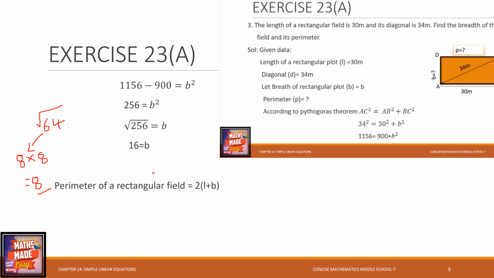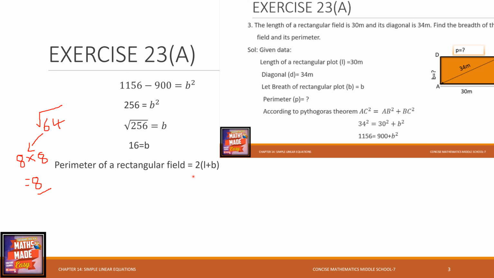So we are going to find the perimeter now. Perimeter of a rectangular field formula is 2 into length plus breadth. Now just substitute the values, that is 30 plus 16. When you add it, you will get 46. 2 into 46 is 92 meter. So the perimeter of a rectangular field will be 92 meter.